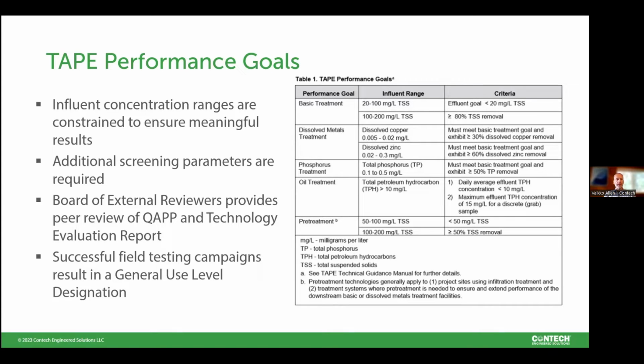So the idea here is you go out into the field, you collect a bunch of data, you submit that to ecology. They send that data out to a board of external reviewers who review your data with a very fine-tooth comb and make sure that it all conforms to the protocol and meets these standards. And if you get to the end of that process, you can get a general use level designation, which includes some information about the technology, as well as any limitations of use and important design requirements, like what hydraulic loading rate you're allowed to use and those sorts of factors. Again, this is a program that's used widely throughout the country, not just in Washington.